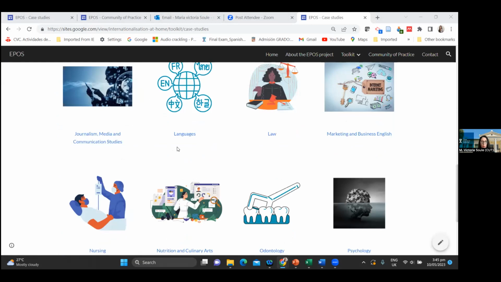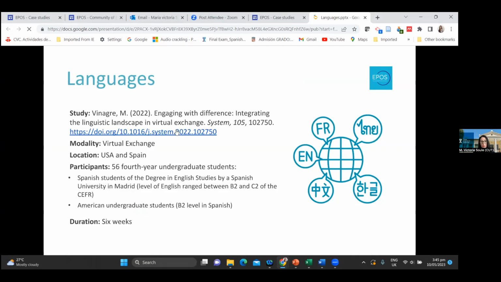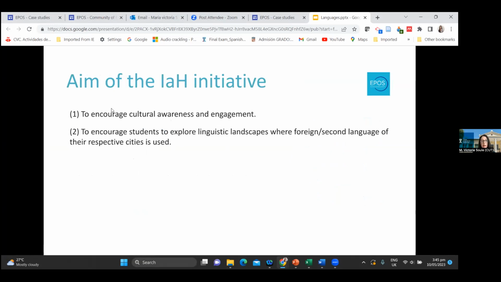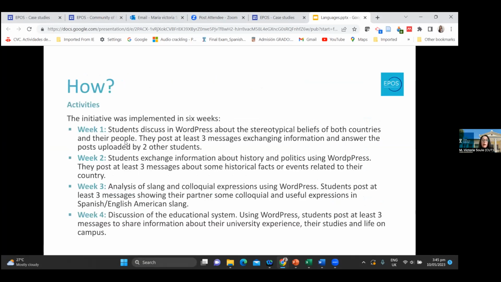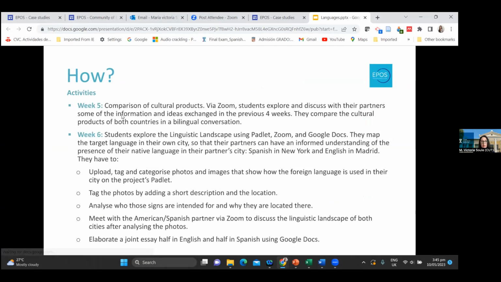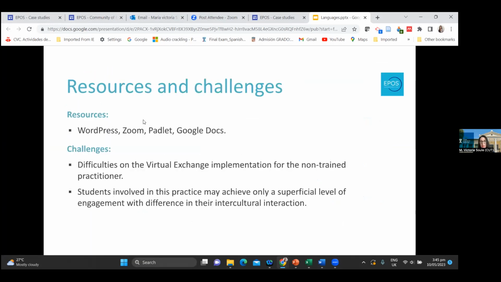So if you click on one of them, for example, here in languages, it will take you to the specific reference of this case study, the modality where it was located, the number of participants, the aim of this initiative, and the various steps of how this initiative took place, how it was implemented, as well as the resources used to implement this initiative and the challenges that were reported by that specific study.